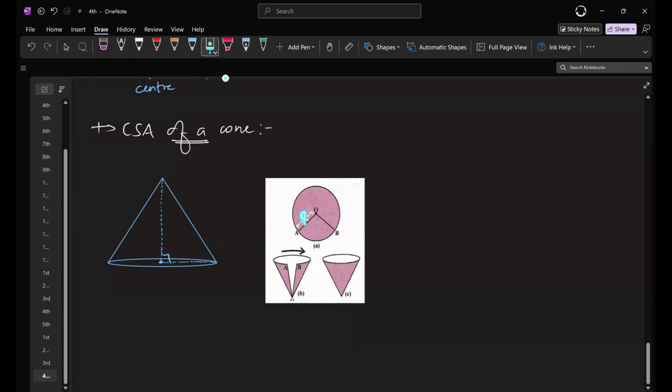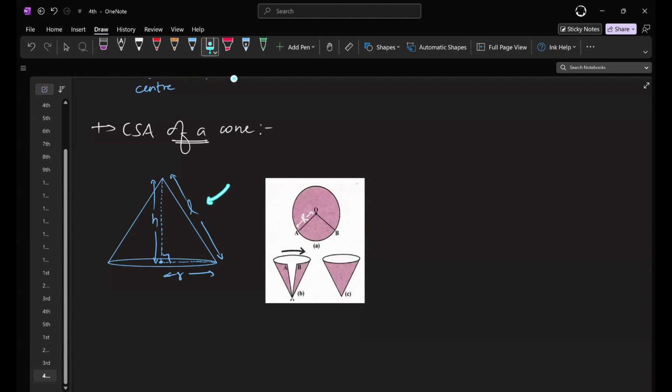Now this R is not going to be used as it is, because this is a circular parameter. We have to deal with cone parameters. If the cone's slant height is equal to L, if this height is equal to H, and if this is equal to r, we want surface areas and volumes in terms of these three parameters. Not this one. Why? Because this is the parameter for the circle and we are not interested in that. We are interested in the cone parameters.